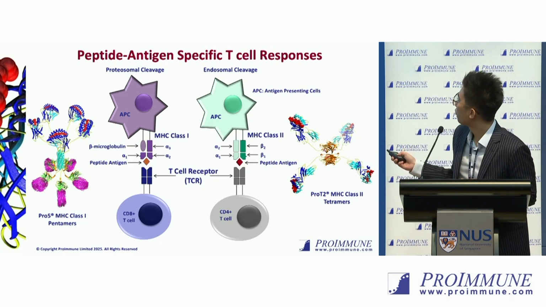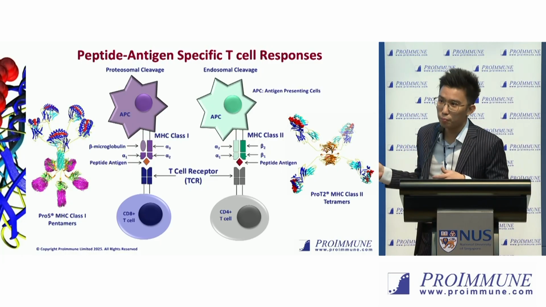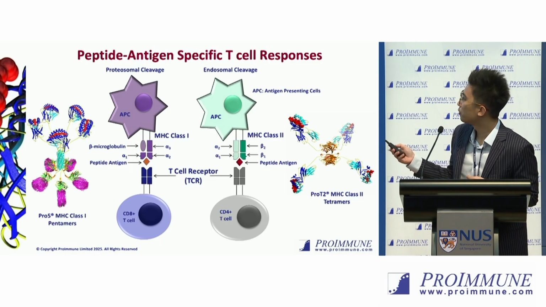And on the right, the Pro-T2 MHC class 2 Tetramer is basically a tetrameric structure with 4 peptide-MHC complexes to bind to the CD4 T cells.